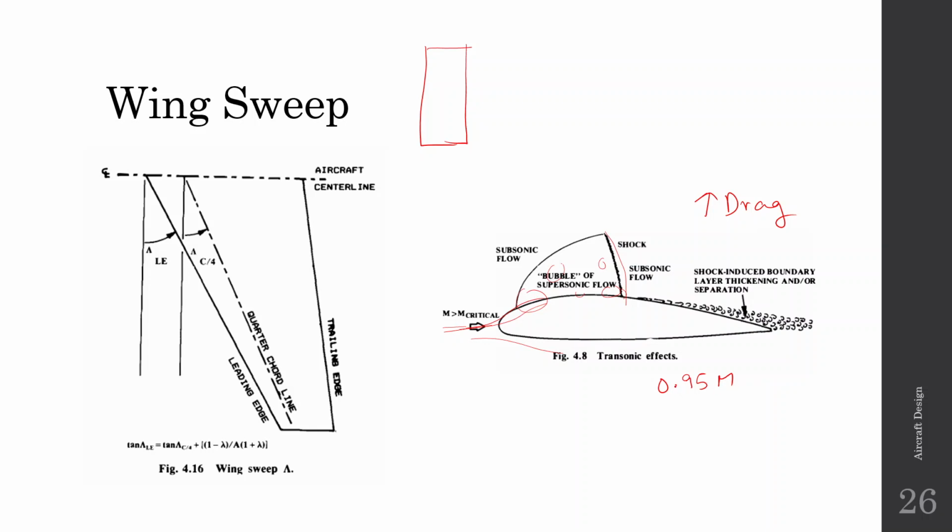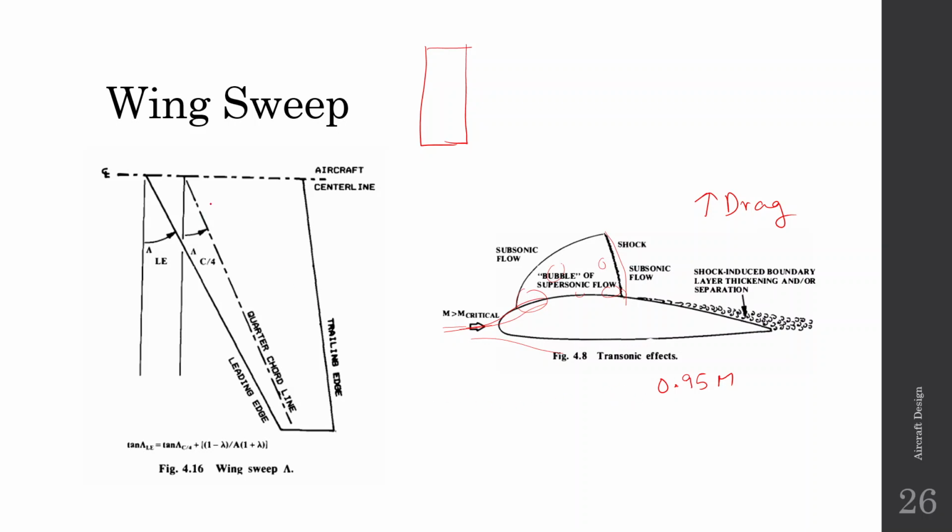So the better number to consider is the critical Mach number, and it changes from aerofoil to aerofoil. So what has been observed is that when a wing is swept, it increases the critical Mach number. So you can fly closer to the speed of sound.